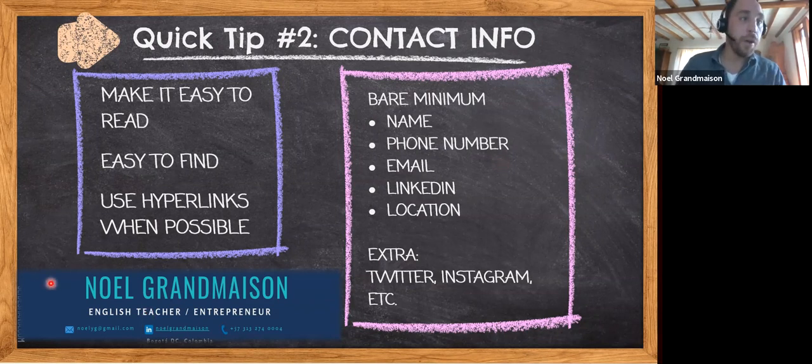So if you look at my example here, I have my name, then I have my title, my job title, my email, LinkedIn, phone number, and location. If you have a Twitter account that's active or an Instagram account or a personal web page, you can add those, okay? But the bare minimum are these.